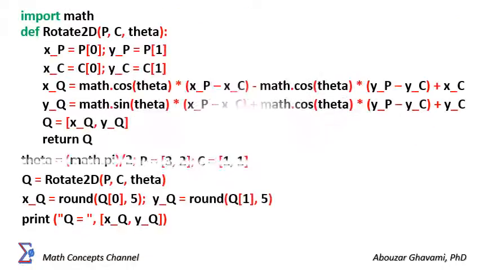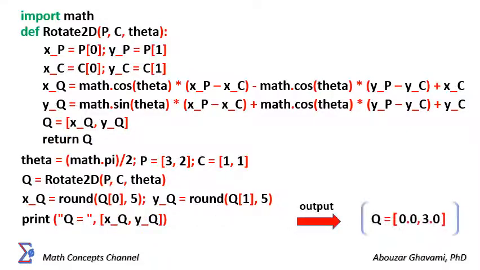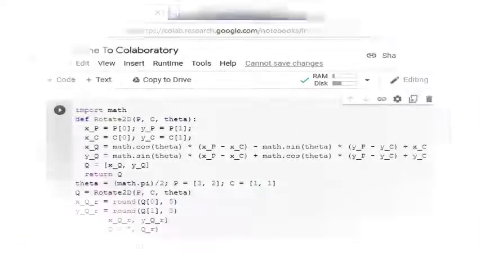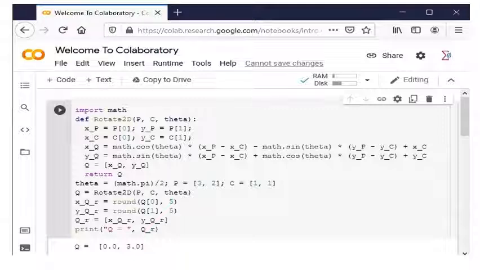Here is the complete Python code to find rotation of point P around center point C counterclockwise with angle theta. In our example, P is equal to 3 and 2 and C equals to 1 and 1 and theta equals to pi divided by 2. We obtain Q as 0 and 3. Here is also the complete code written in Google Colab. Please write the 2D rotation Python code and obtain the results by yourself.